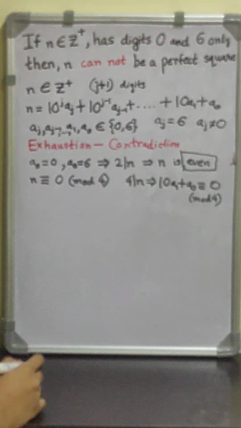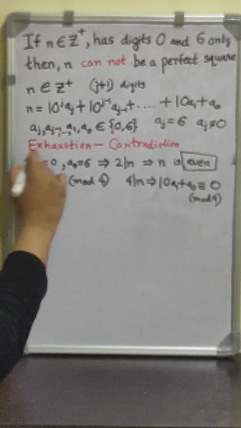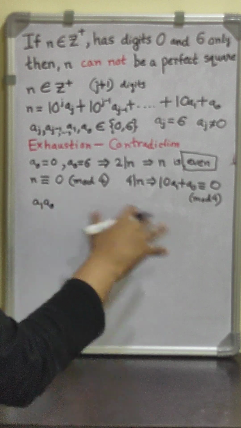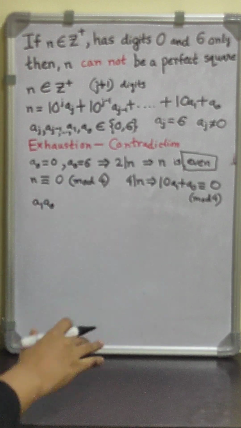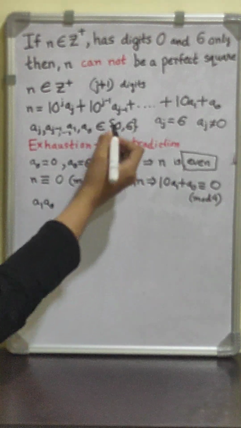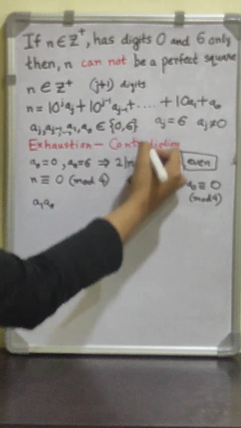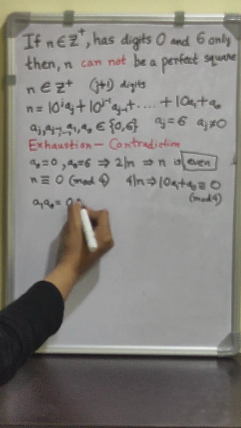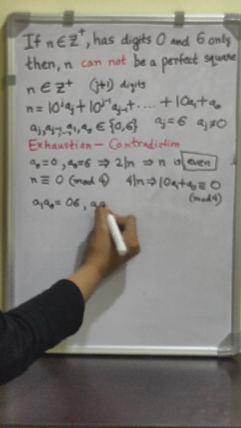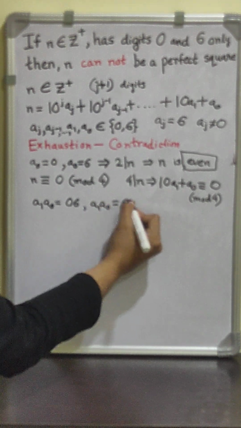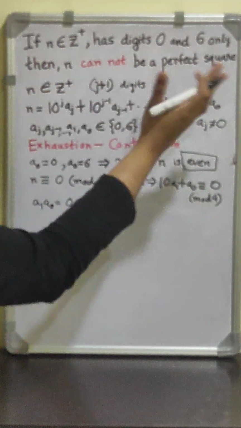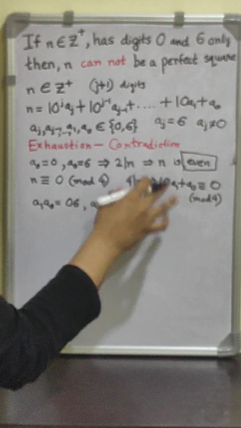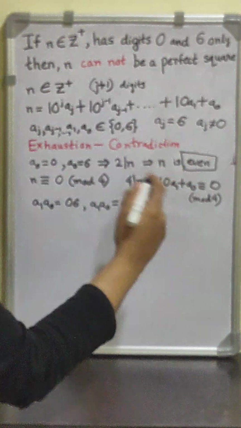Now this can lead to some kind of exhaustion because the last two digits will have only 4 cases. Why will it be constrained to only 4 cases? Because you have only 2 allowed digits. So this can either be 0, 6, or this can be 6, 0. The last two digits of n. I don't really care about any other digit because the divisibility of 4 wants me to look at the last two digits only.